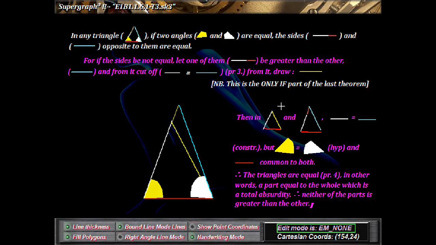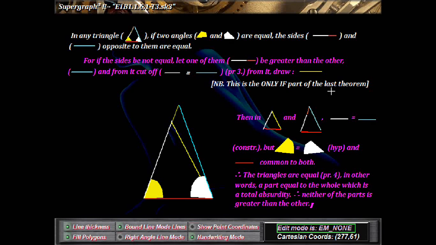Alright? And I've just mentioned this is the only if part of the last statement. We have if, and now we're doing only if. The if meaning if it's an isosceles, then the angles are equal. Now we're doing it's an isosceles only if the angles are equal, essentially.